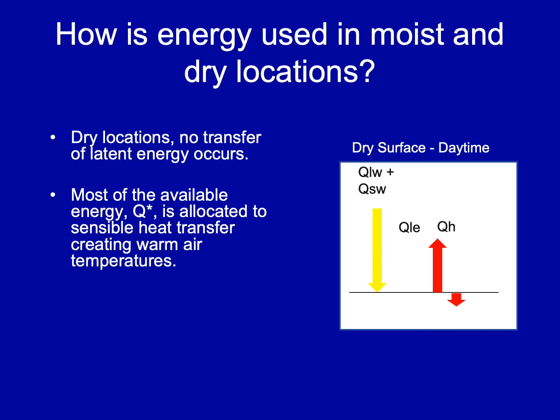The final scenario is similar to the first, but now we are looking at a dry surface, such as a parking lot during the day. Since there is no water available to evaporate, latent heat cannot take up any of the excess energy. It's equal to zero. Therefore, all of this energy will be used to warm the underlying asphalt, and then will be transferred to the overlying air as sensible heat. This is why you will feel much warmer standing in the middle of a parking lot on a hot summer day than if you were standing on a grass soccer field.